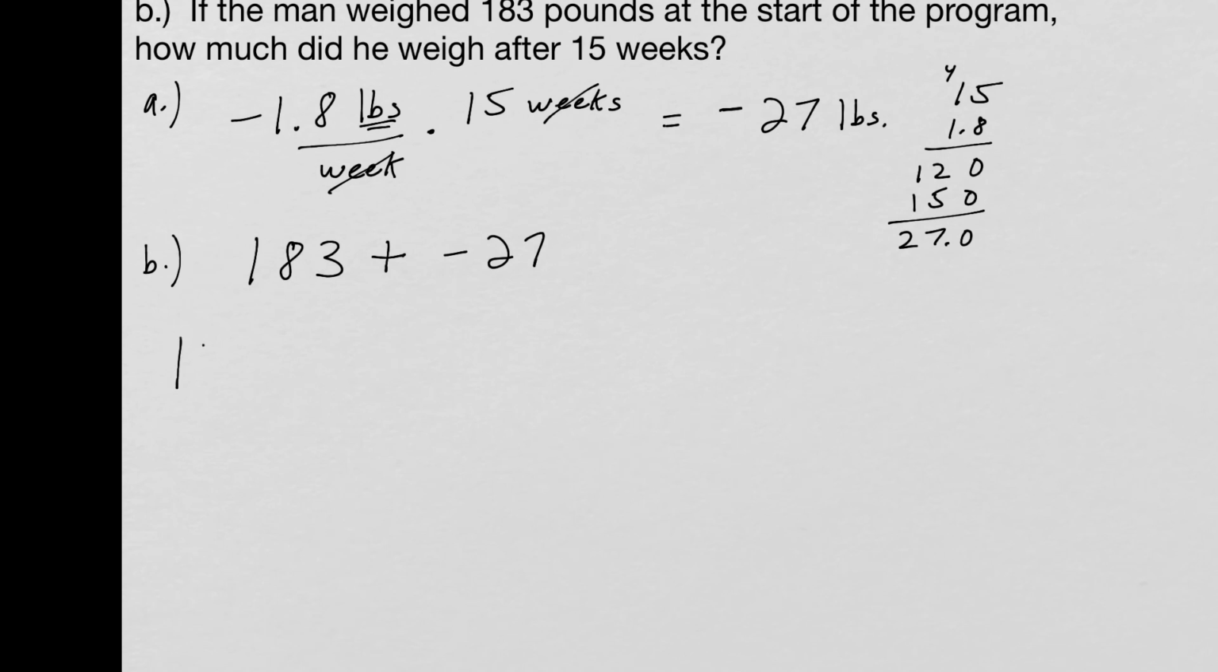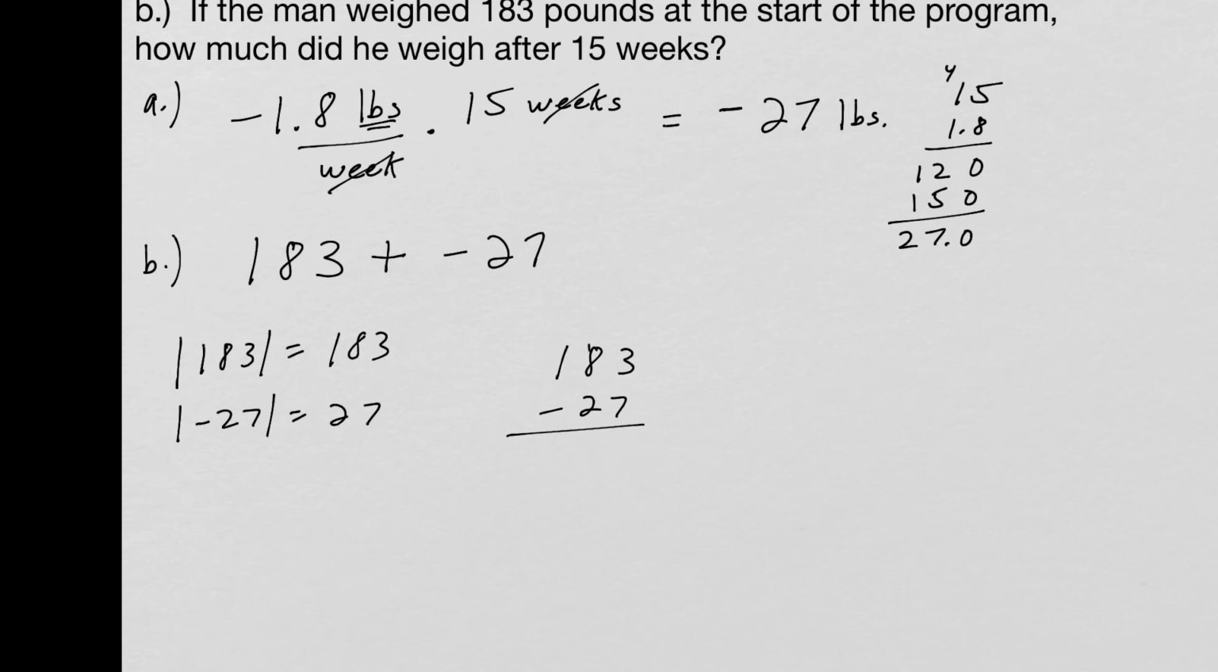I find the absolute value of each number. So this is just 183. The absolute value of negative 27 is positive 27. I subtract the largest absolute value minus the smallest. I'm going to need to borrow here, right? So this is 6, 5, 1. And then I take the sign associated with the larger absolute value, which is positive. So it looks like it's going to be positive 156.